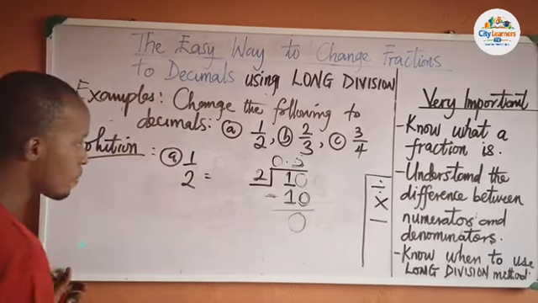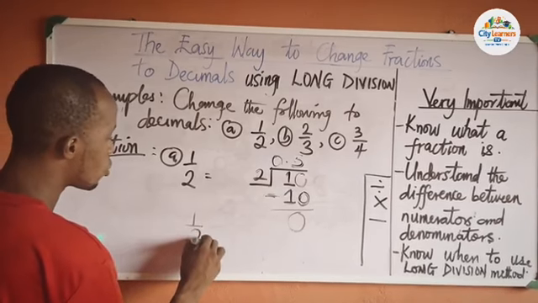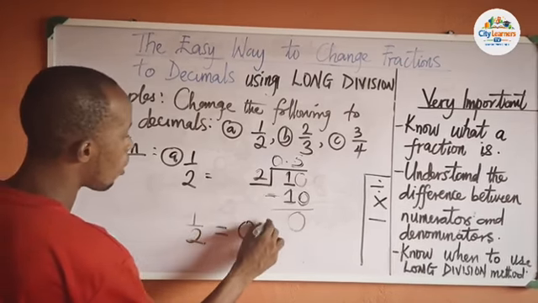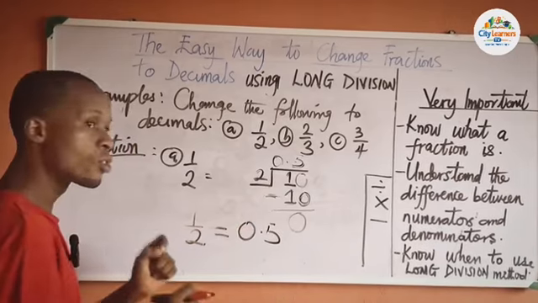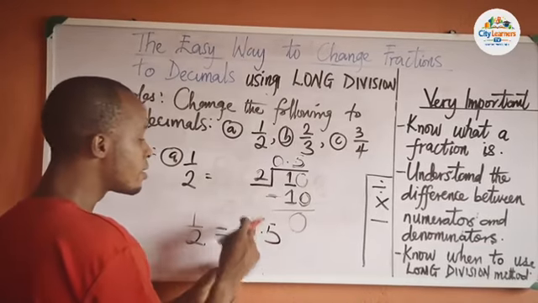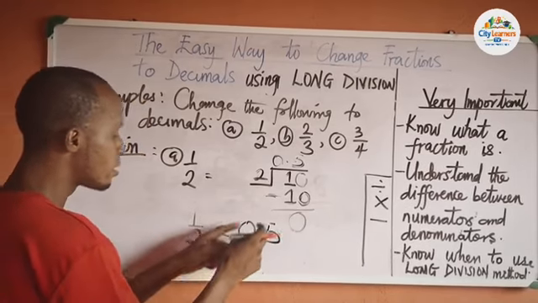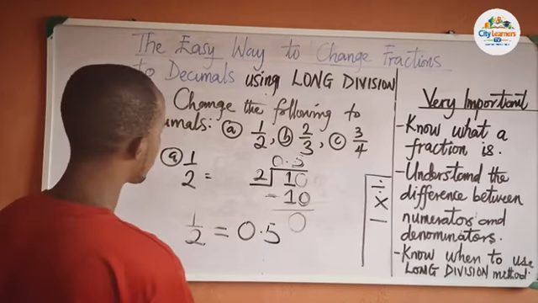So in this case, we can say that 1 divided by 2 is equal to 0.5. So in fraction, it is 1 over 2, while in decimal, it is 0.5.